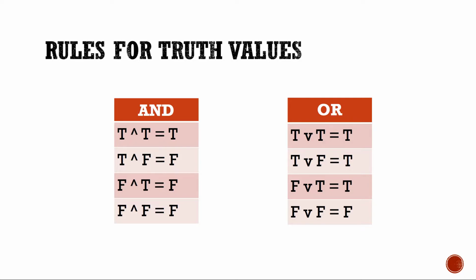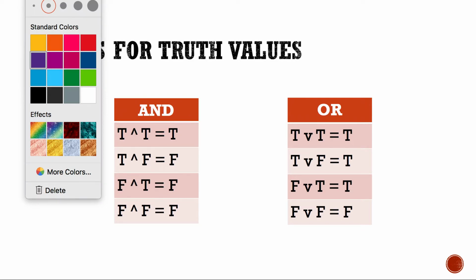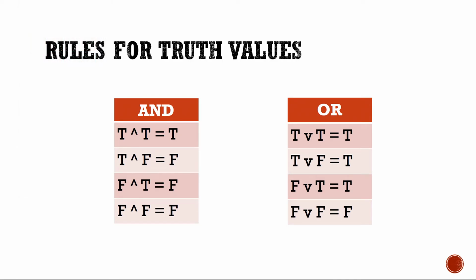So for the and statements, if you'll notice, the only way an and compound statement can be considered true is if both of the simple statements are true. Okay, so I'm going to make myself that note, and I would suggest that you do the same thing when you write this table down for the ands, that you make a note that the only time it's true is when both simple statements are true.